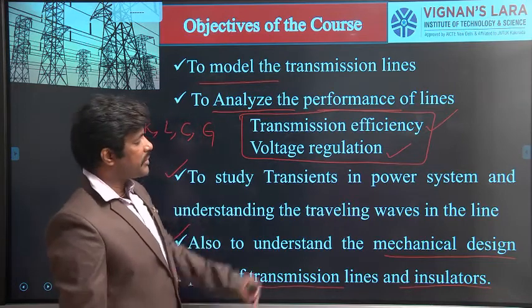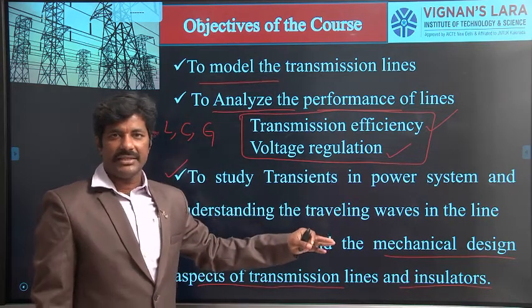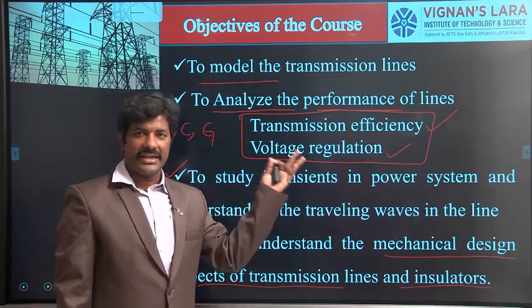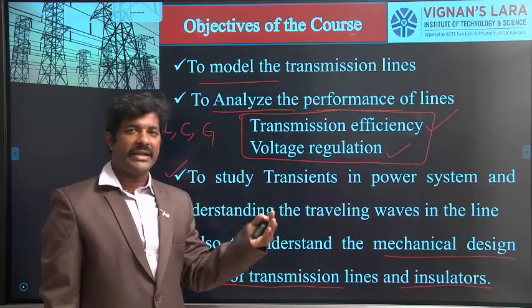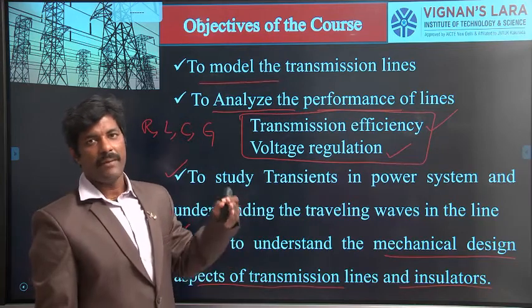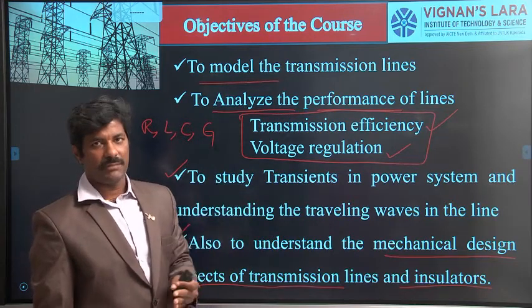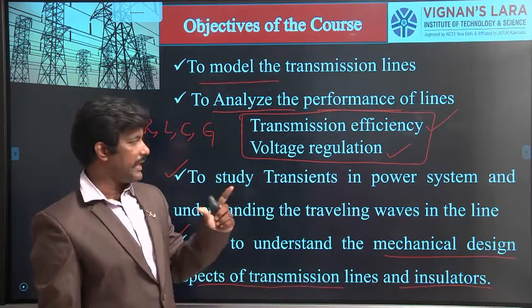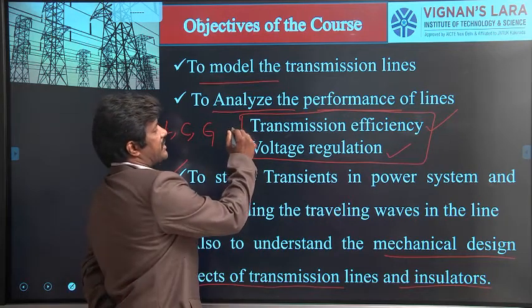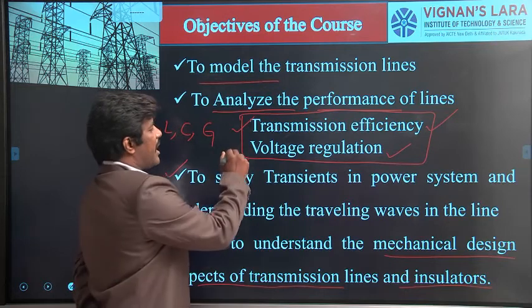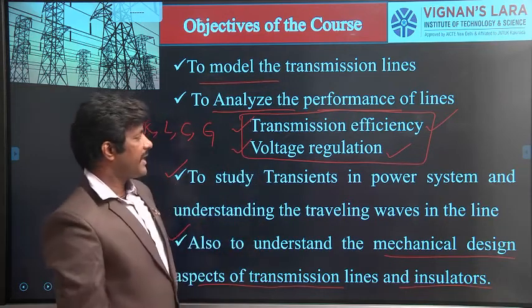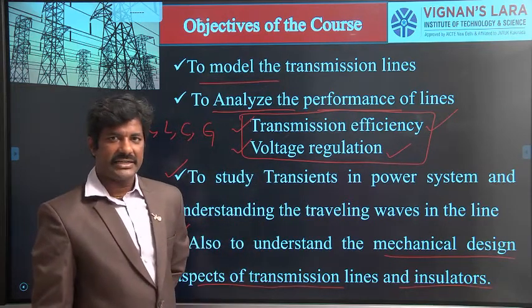So the overall objective of the course is to transmit the electrical power from the generating stations to the utility point in an efficient manner by decreasing the losses and also by decreasing the voltage drop. These 2 should be very clear. That is, it leads to the improvement of transmission efficiency, and it also operates at better voltage regulation conditions.